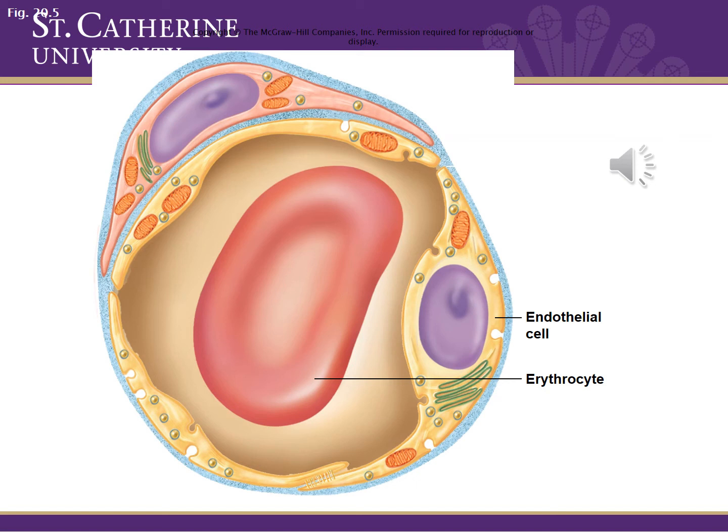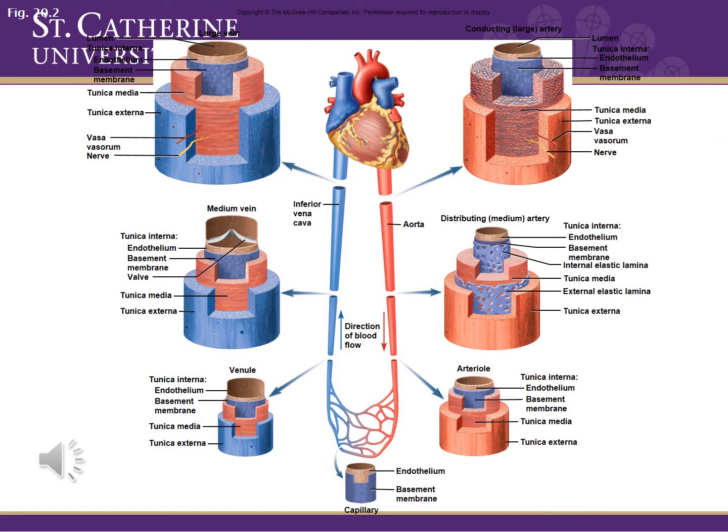This delicate arrangement allows material to travel more easily from the blood vessel out into surrounding tissues, or from surrounding tissues into the blood vessel. Capillaries are important at sites of exchange. This diagram displays the major types of blood vessels.